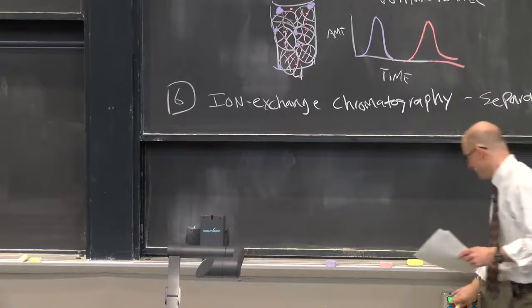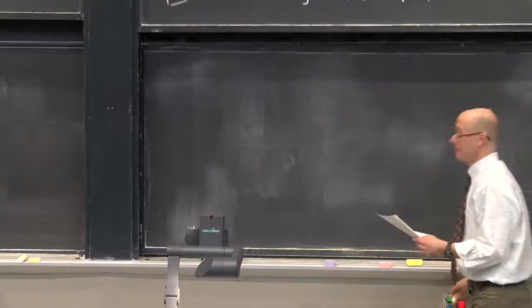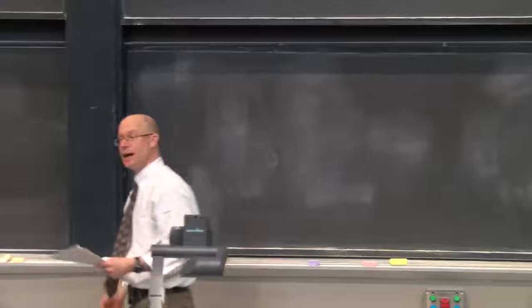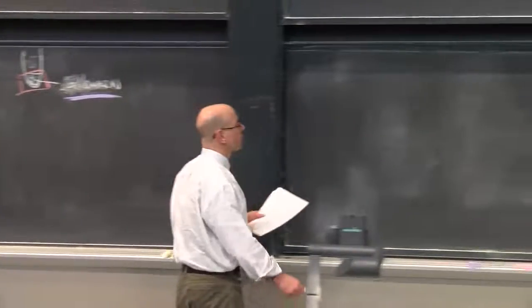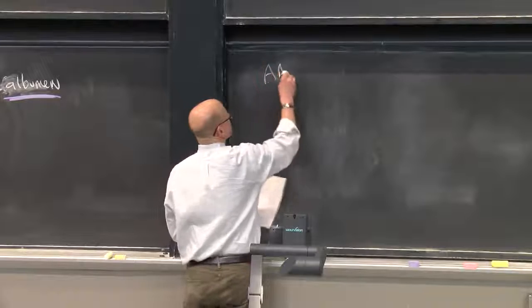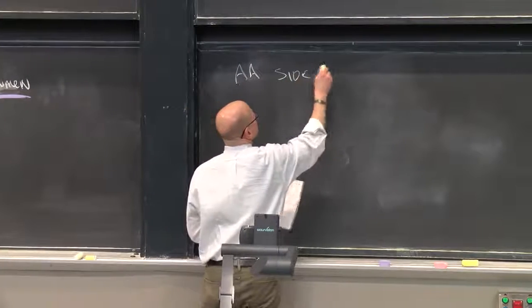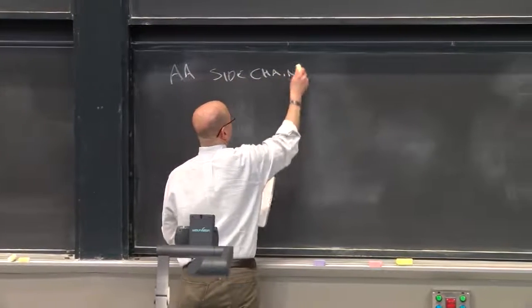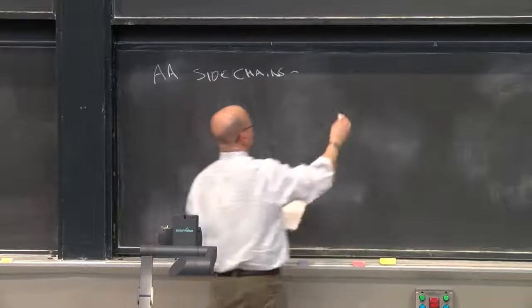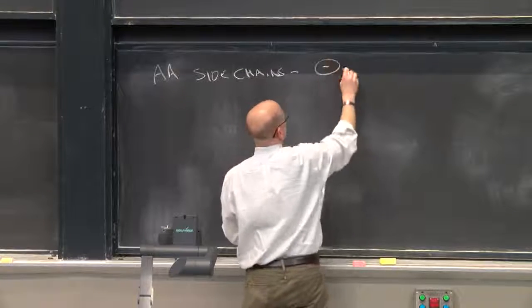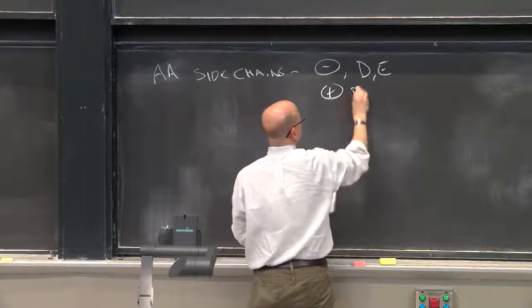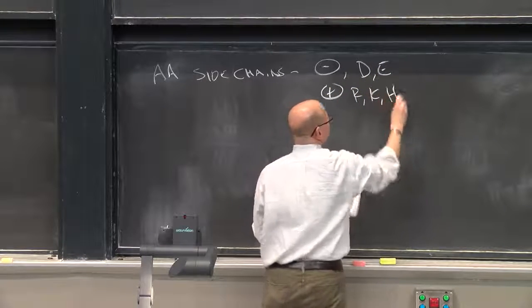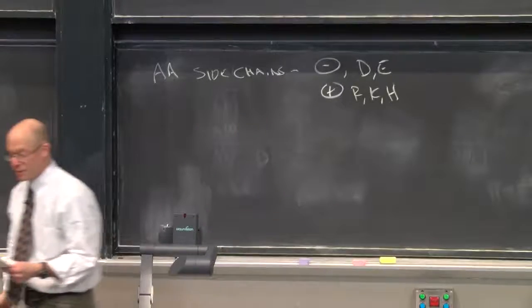Now you'll remember that proteins, the amino acid side chains, some of them are negatively charged and some of them are positively charged, right? We all agreed that the amino acid side chains were a mixture of positive and negative charges, as well as all the others that we went through. And the ones that are negatively charged are what? Aspartate and glutamate. And the ones that are positively charged are going to be arginine, lysine, and histidine. And different proteins will have different amounts of these.